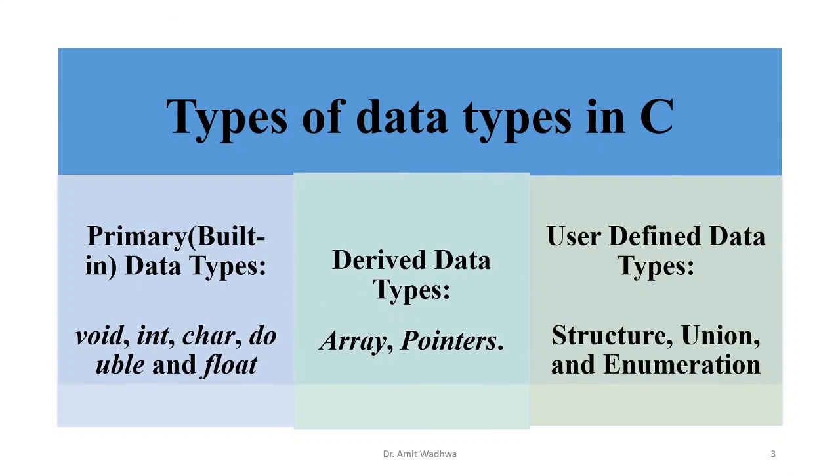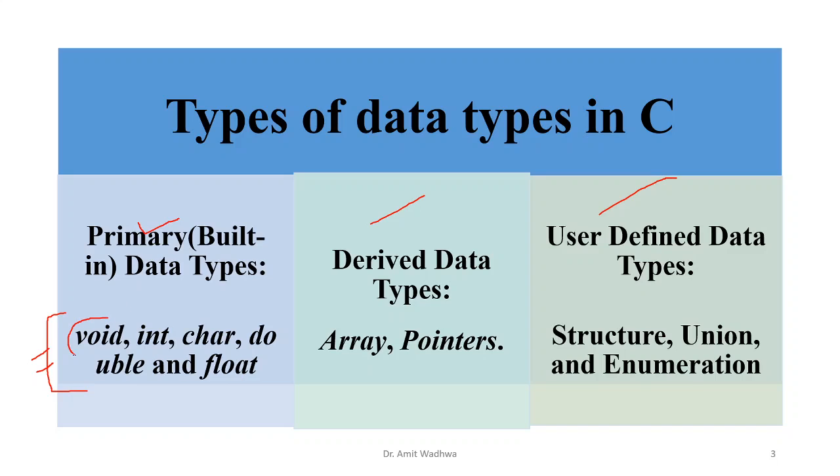So what are the built-in data types? We have primary data types, which are void, integer, character, double, and float. Then we have derived data types, and then we have user-defined data types. These are present in C programming. Built-in data types are basically data types which are available in the language itself. So we have integer to define an integer variable, character, double, and float to define a decimal point, and then a decimal point with less precision.